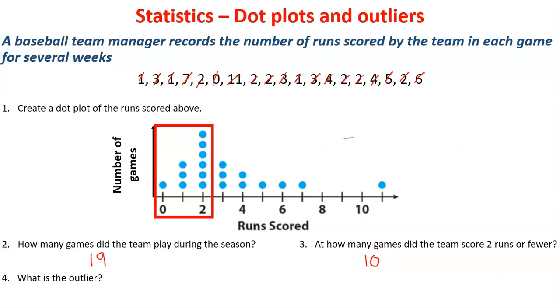And then we've got our next one, question 4. What is the outlier? Again, we can see that we've got one value that's out on its own. And how many runs were scored in that particular game? Well, it was 11. It wasn't common. It was just a one-off occurrence where 11 runs were scored.